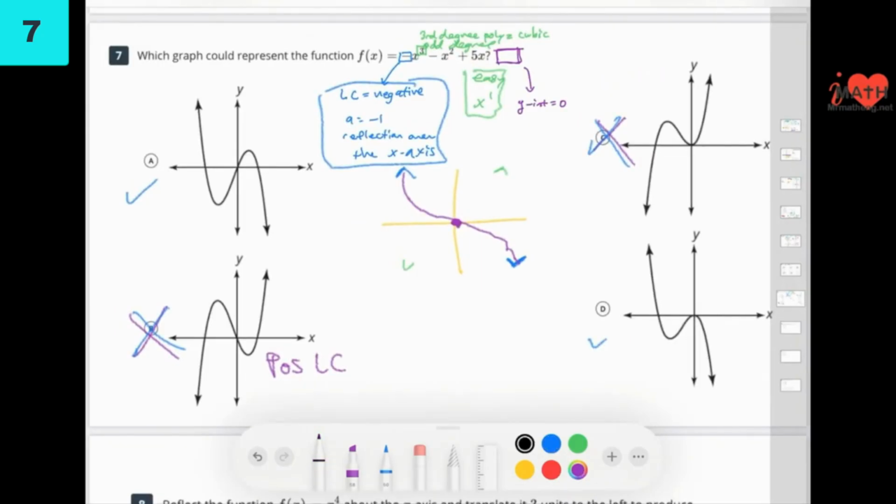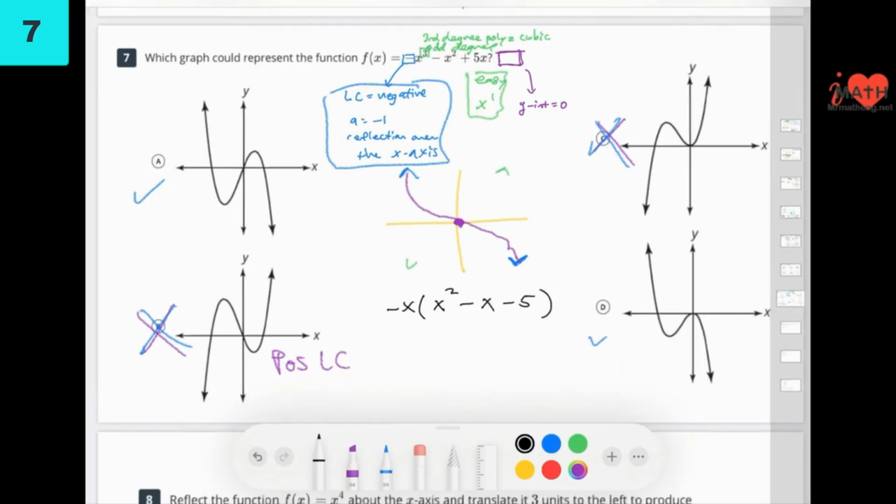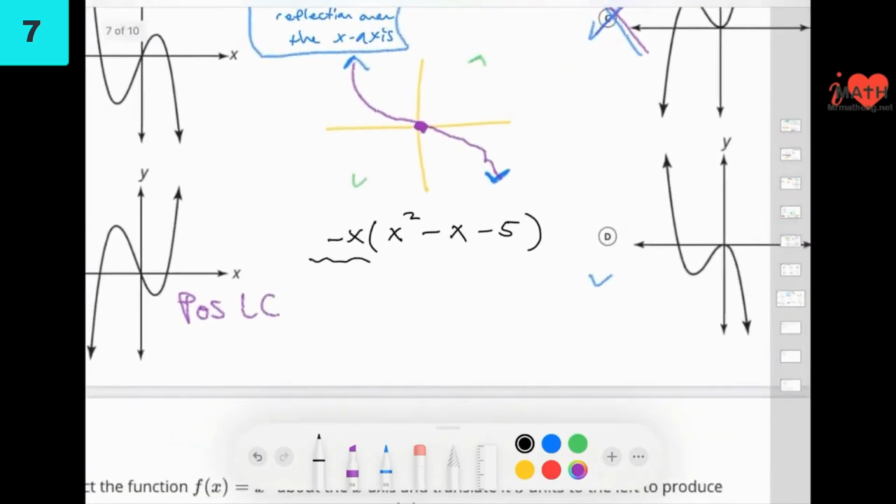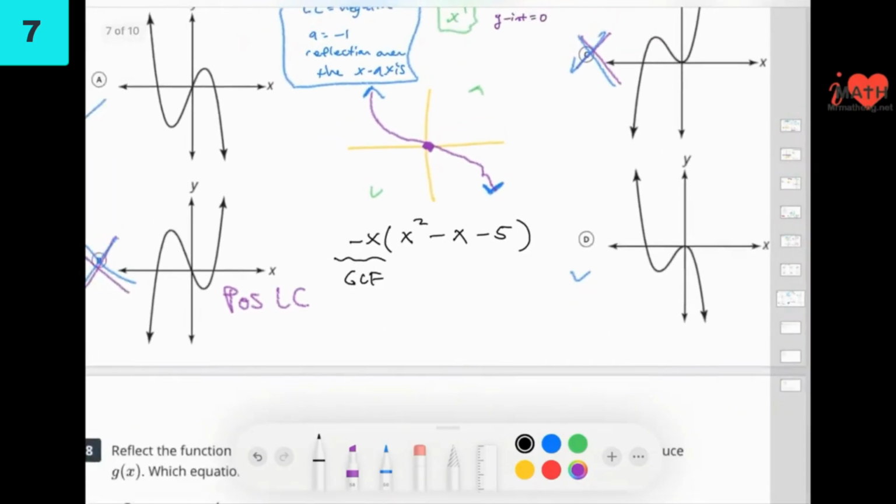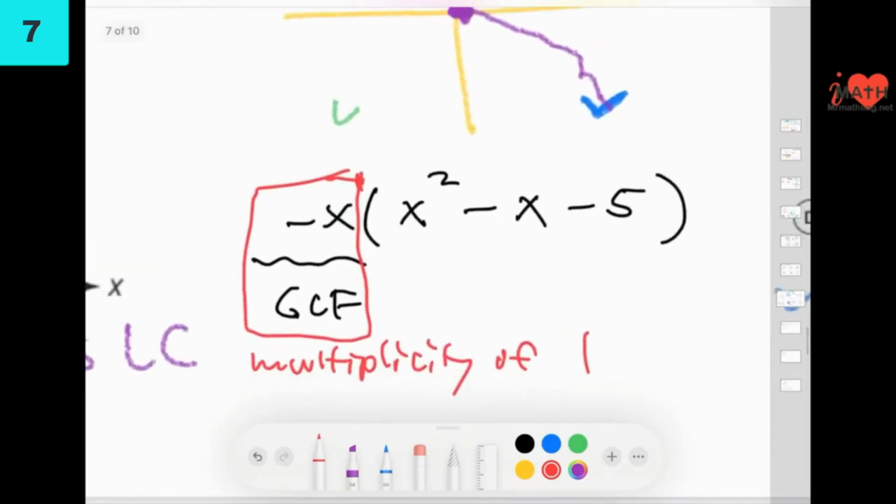Let's factor out a negative x. If I factor out a negative x, I will get x squared minus x minus 5. Okay, what I did, I just took out a greatest common factor. Okay, so what's important in this part I just did is that this has a multiplicity of 1. How did I know that? Because x here is kind of hard for you to see. It's to the first power. Okay, why is that important?